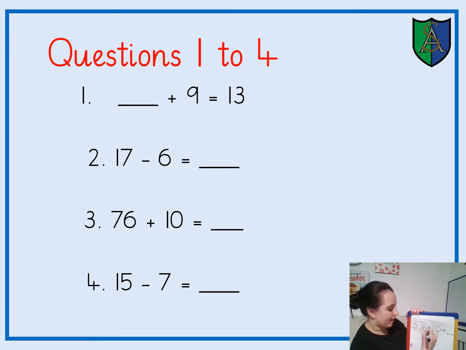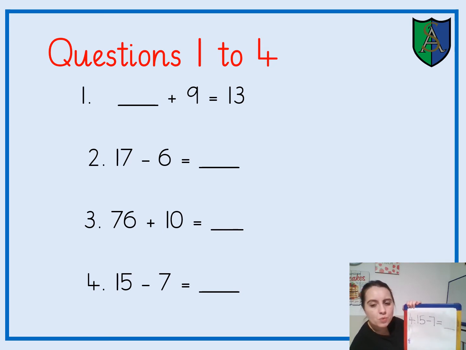And then we've got 6 add 0. We're using our triangle method. 6 add 0, which is just 6. So our answer is 86. Amazing. Okay, final one now. Okay, so if you got the answer 86 for question number 3, then you can give yourselves a tick. And question number 4 is 15 take away 7 equals something.